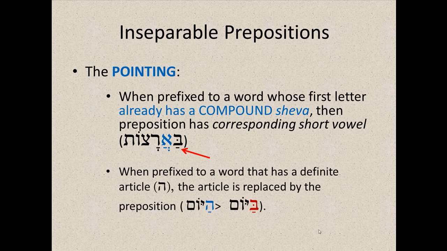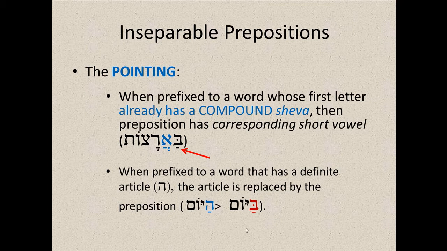When prefixed to a word that has a definite article, the he, of course, with that patach and then the dagesh in the first consonant of the noun, that's the form of the definite article. When a preposition hits that, the article is replaced by the preposition. So here we had hayom. Notice we have the he, definite article with the patach, and then the dagesh in the next consonant, the first consonant of the actual noun.